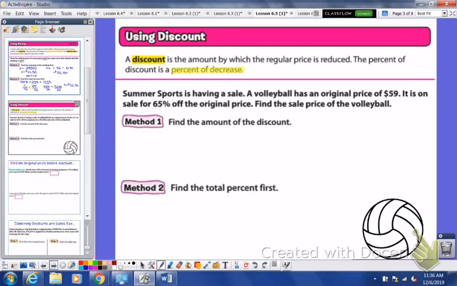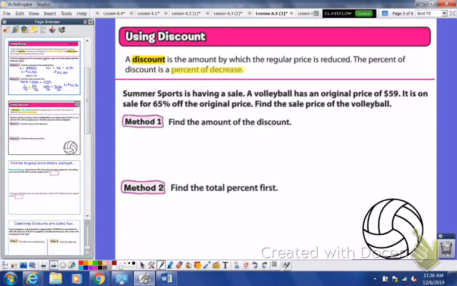Summer Sports is having a sale. A volleyball has an original price of $59. It is on sale for 65% off the original price. Find the sale price of the volleyball. So again, two methods. First method is to find the amount of discount first, and then find your selling price.